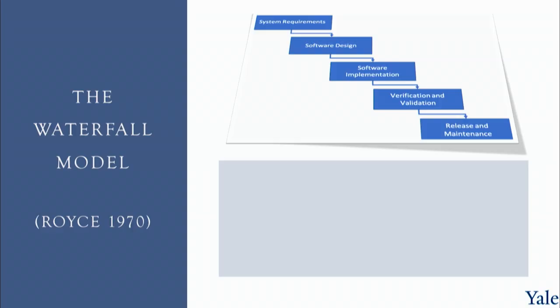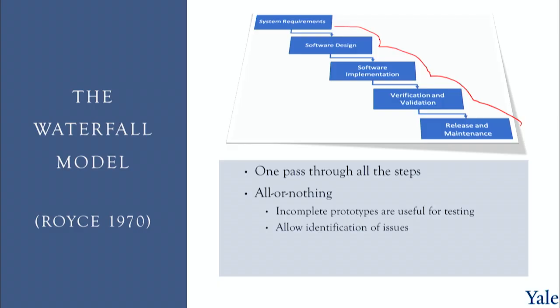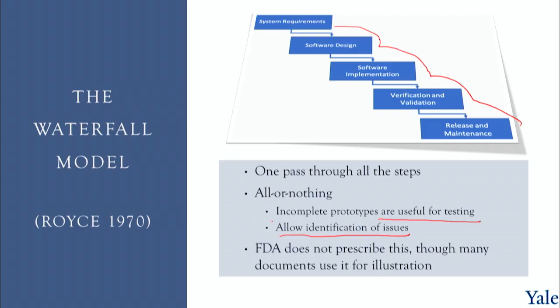And it's called a waterfall because it follows the flow of water down a waterfall. There's no going up here. It's one pass through all the steps. It's an all-or-nothing life cycle, so we do not have incomplete prototypes at any point, and these are very useful for testing sometimes, and they also allow identification of issues. So the waterfall assumes that you know exactly what you're doing. The FDA does not prescribe this, though many documents use it for illustration. Both the FDA, the MDRF, and the standard are all written as if you're using a waterfall, but that's just because it's the easiest one to explain.